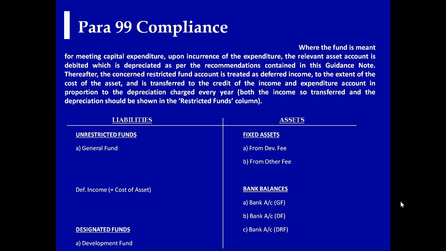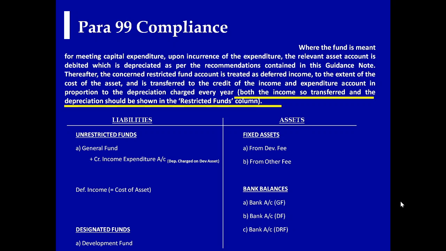What people fail to read is that when it talks about the crediting of the income expenditure account, it says so to be shown in the restricted funds column. So read the parenthesis closely. What it says is both the income so transferred and the depreciation should be shown in the restricted funds column. So it says that the income so transferred, so basically the deferred income, and the depreciation, so it says about the credit entry of the depreciation, both of them have to be shown under the restricted funds column. If you're going to credit that in the general fund, that is basically an unrestricted fund. So para 99 clearly says that the credit entry has to be done under a restricted funds column.